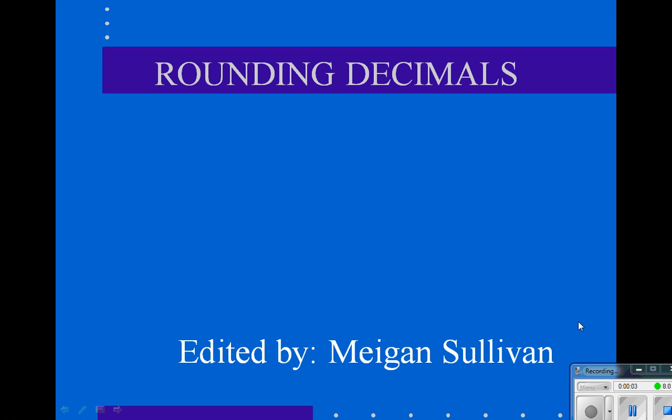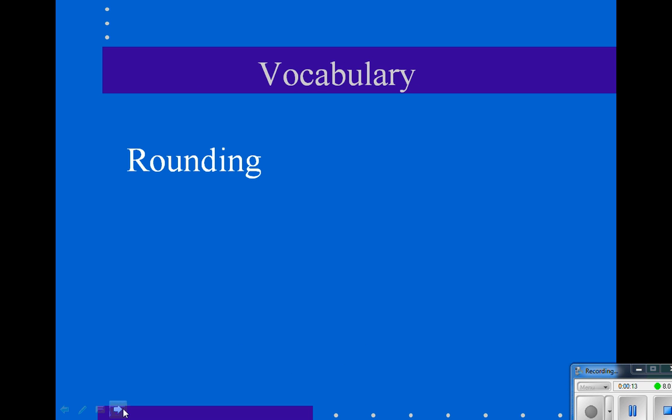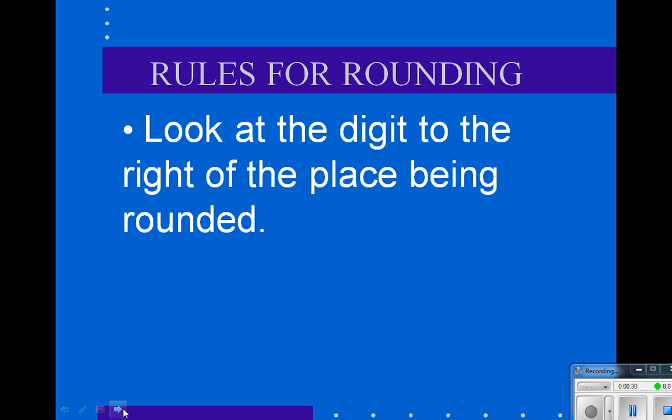Today we're going to be looking at rounding decimals. Before we get started, let's make sure that we know our vocabulary. What is rounding? Rounding is just a simple form of estimation. We are going to be looking at some rules that will help us identify how we should round. So first, let's look at the rule.